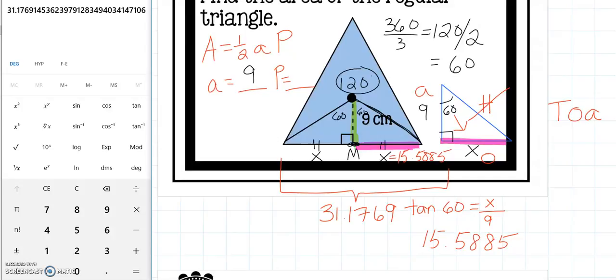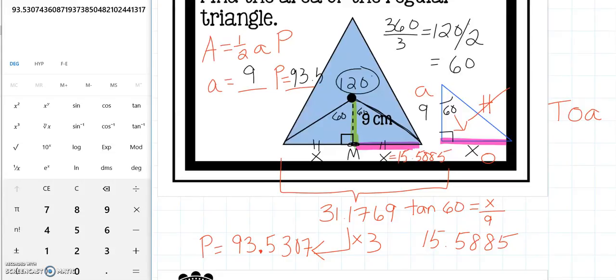Okay. So that's the length of the entire bottom side, but I need the perimeter. Since all 3 sides are equal, I'm going to multiply this by 3, and that's going to give me my perimeter. So in my calculator, I'm going to do times 3, and it's 93.5307 for my perimeter. So I'm going to go ahead and write that in, 93.5307.